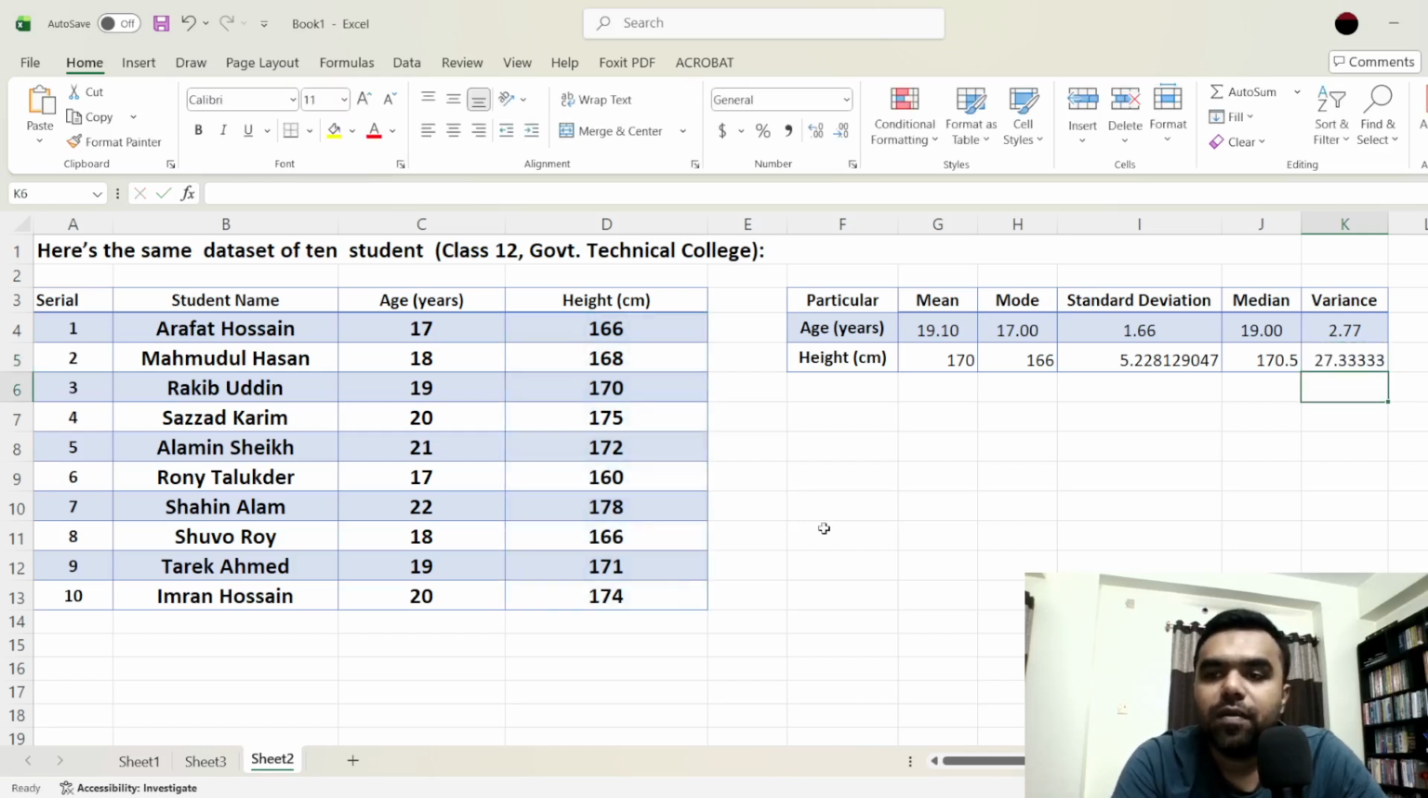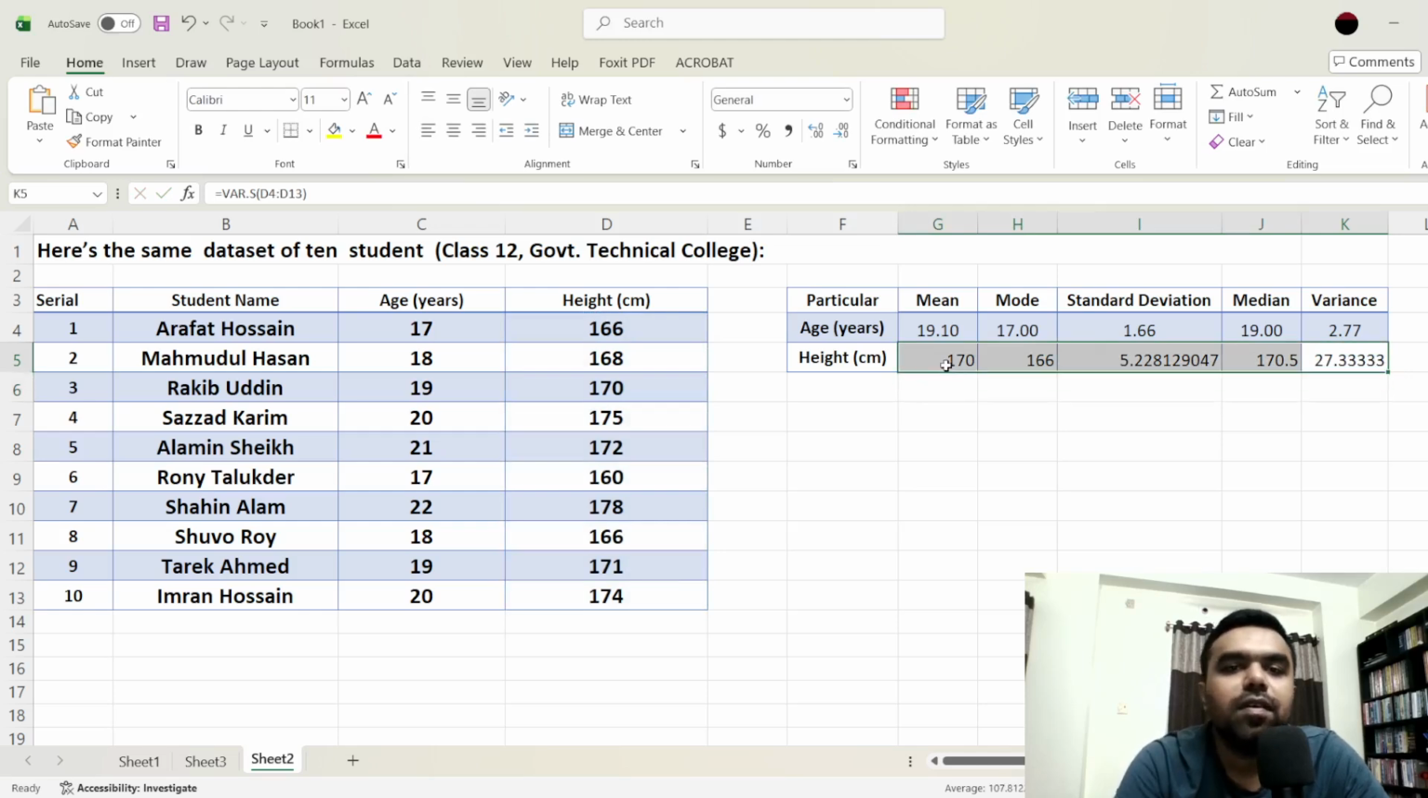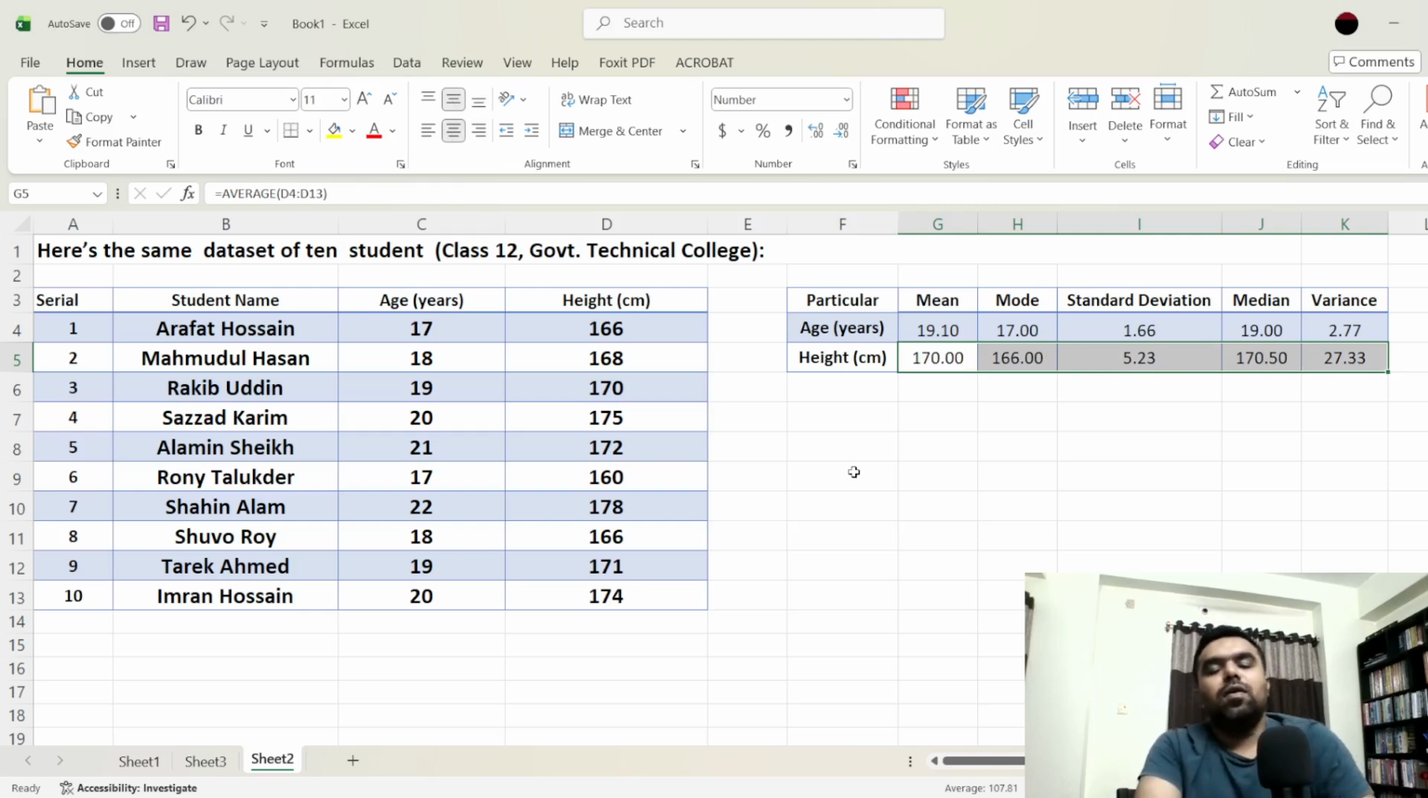Now we get the value. We want to get the value in numbers, two decimal points. So two decimal points and get them in the middle. Now we get the value for the mean, mode, standard deviation, median, and variance for age and height of each of the students.